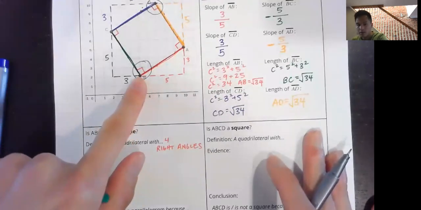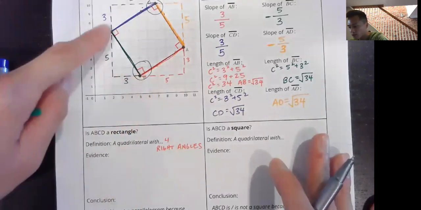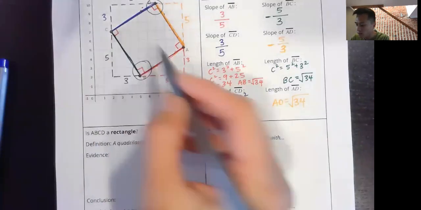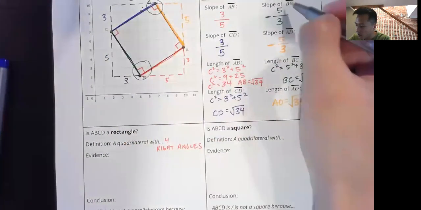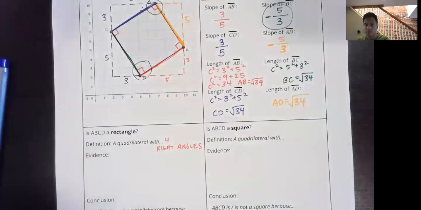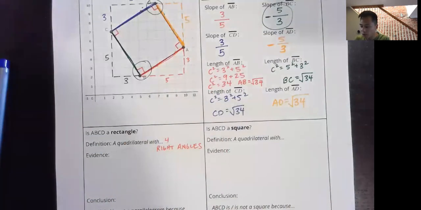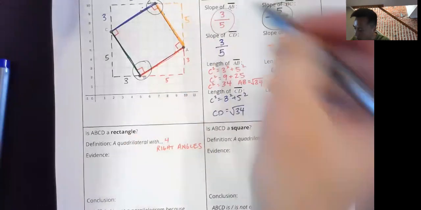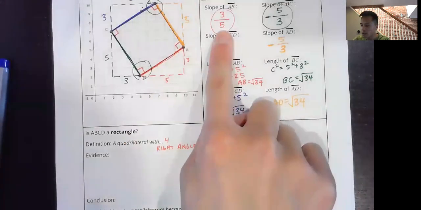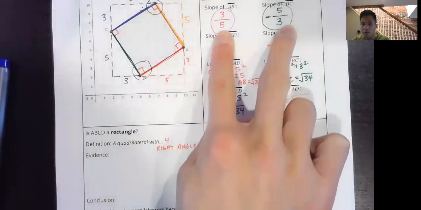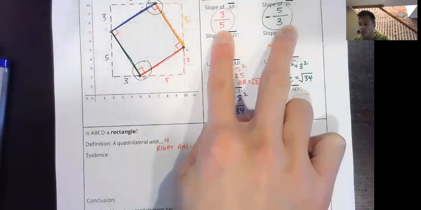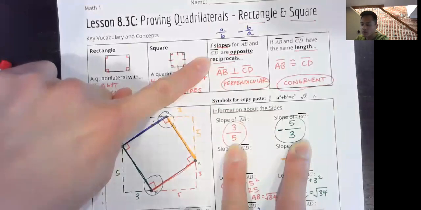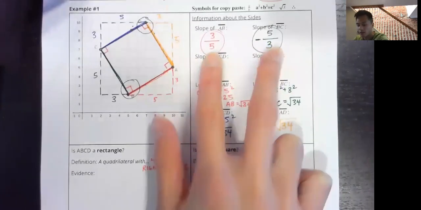So let's see if I can prove this right here, that side CB and BA are perpendicular. Well, I know that the slope of BC is negative 5/3. I know the slope of BA is positive 3/5. 3/5 and negative 5/3. Well, what do we know about those two numbers? They're opposite reciprocals. Okay, so let's put that in our evidence.